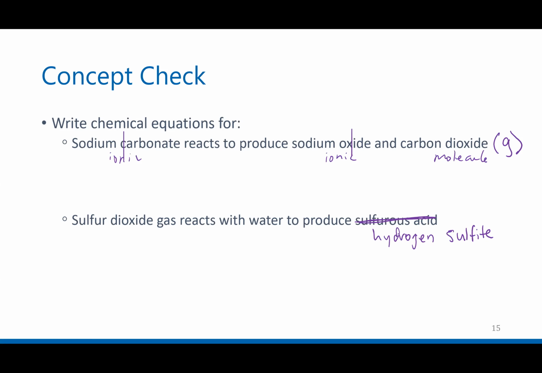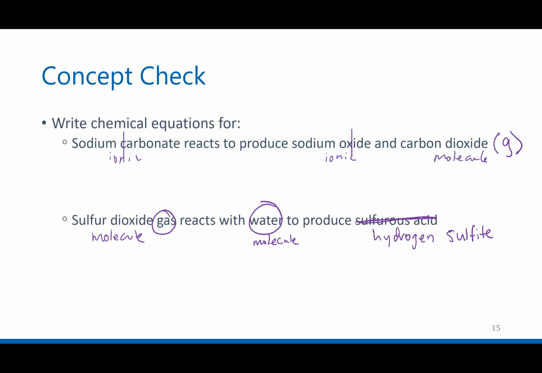Okay, before we look at the answer, let's go down to the next one. Sulfur dioxide gas, this is a molecule. Reacts with water. Now, water is obviously a molecule, but you guys should know the phase of water. Water is one of the only chemicals where I probably wouldn't tell you if it's a solid, liquid, or gas, because I hope every one of you would know that water is a liquid at room temperature.